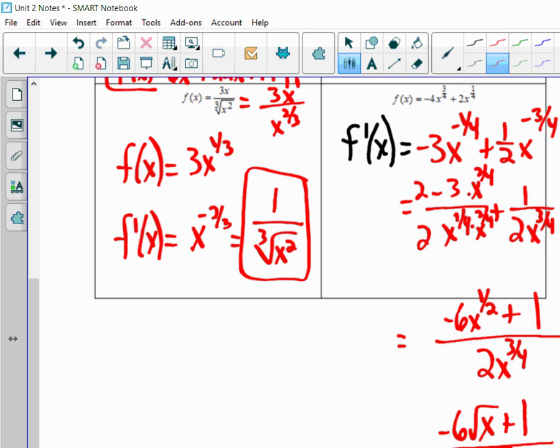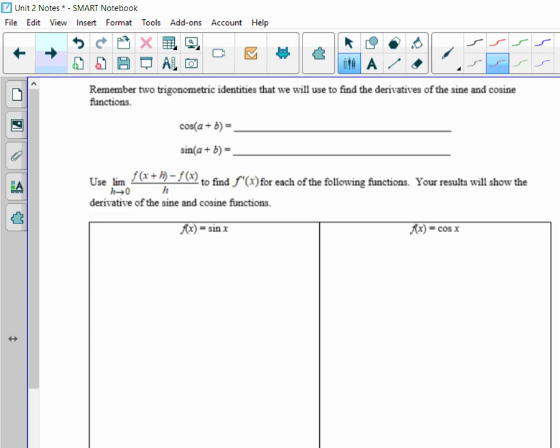There's a whole thing on the next page about proving where the derivatives of sine and cosine come from. I'm going to put that video up, and it's going to be optional if you want to watch it. Mostly tomorrow in class, I'm just going to tell you what the derivatives are, and if you want to watch the video to see where it comes from, you can do that.